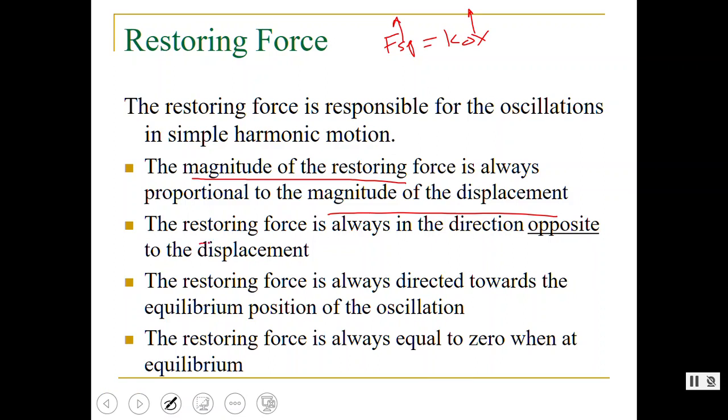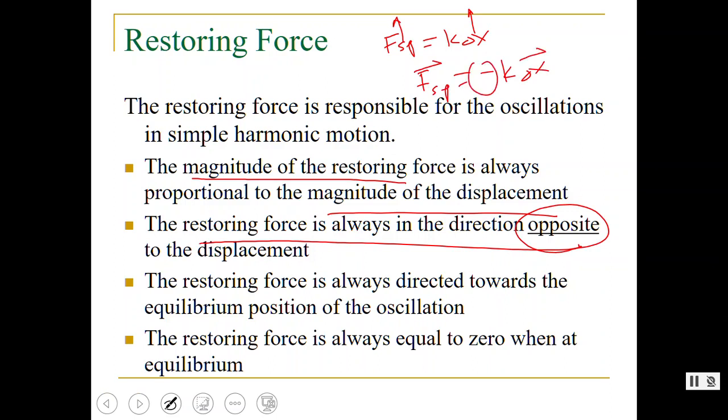Plus, the restoring force must always be in the opposite direction. Remember that when we write the vector form of this, if the spring force is to the right, it's because your displacement has been to the left. And so your restoring force always acts in the opposite direction of the displacement. The restoring force, as a result, is always directed towards the equilibrium position.